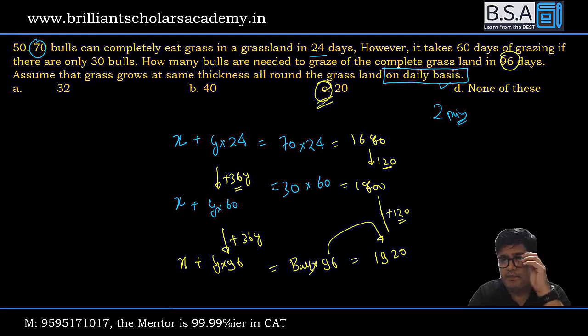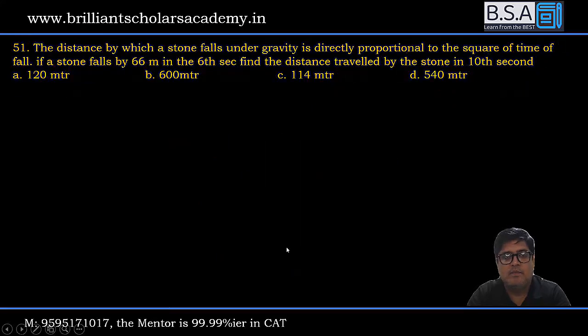Confirmation on this? Comment done. What is to be understood? There will be a daily increase. It says the grass grows at the same thickness all around the grassland on a daily basis. Increment in the grass should have been considered. Try.